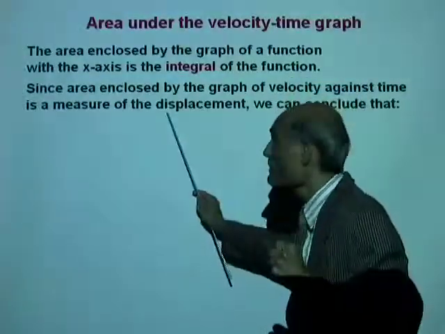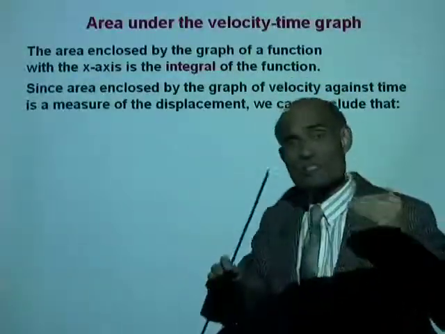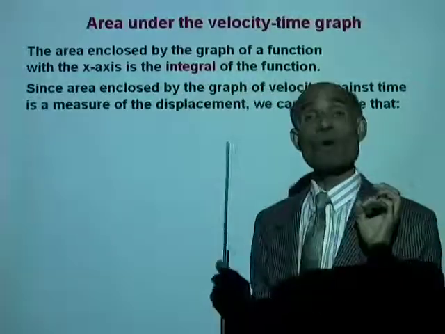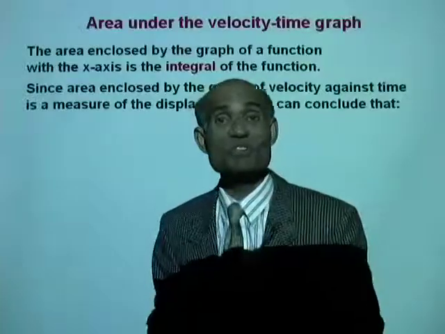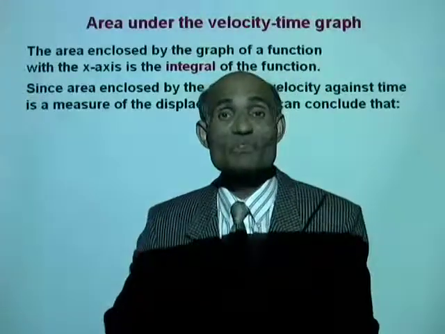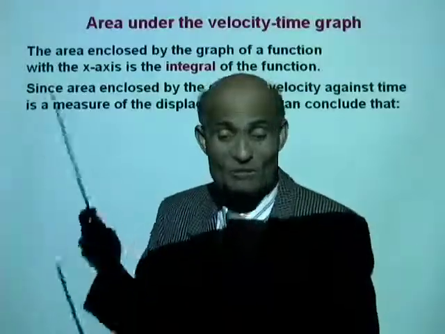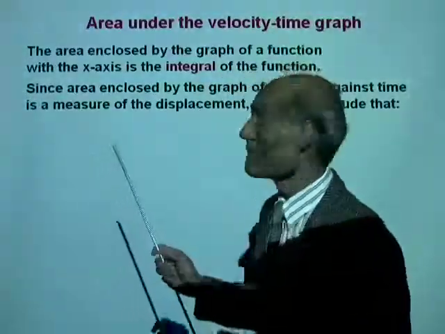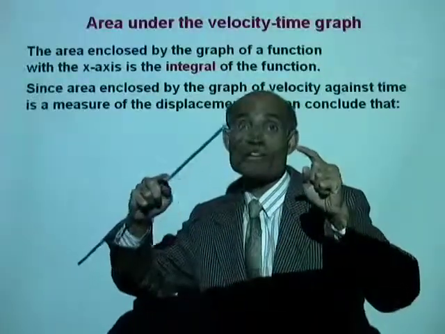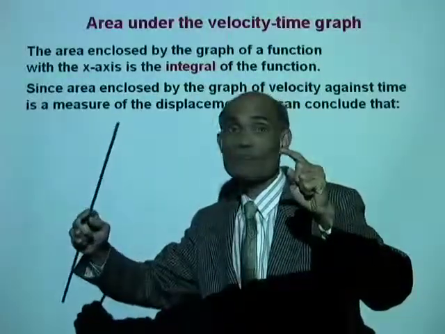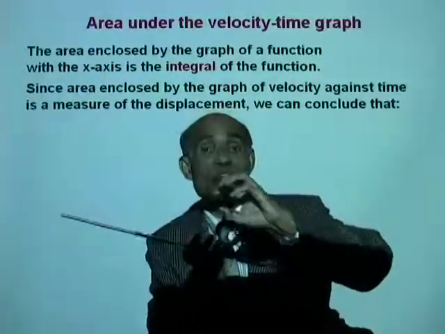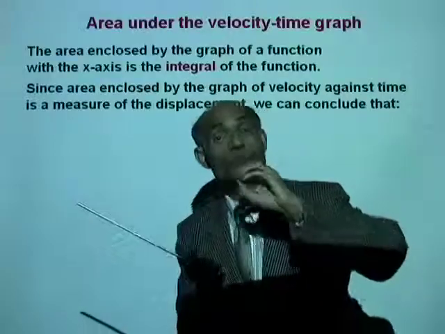Remember, the displacement is actually a measure of the position function. So if you want to find the position function of a moving particle, all you need to do is integrate its velocity function. Why? Because the area enclosed by the graph of the velocity function with the time axis is a measure of the displacement or the position function.